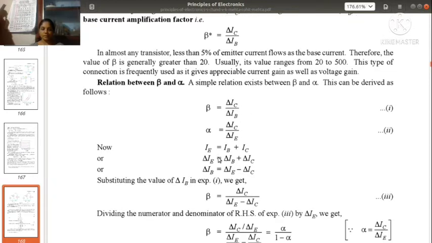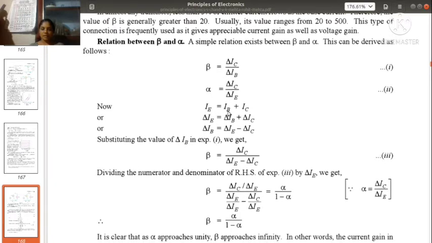Okay. Now in the transistor, the emitter current is the sum of base current and collector current. So we can write IE as IB plus IC. So we can represent the change in emitter current, delta IE, as delta IB plus delta IC. So delta IB is equal to delta IE minus delta IC. Now if we substitute the value of delta IB in this expression of beta, we get beta is equal to delta IC by, instead of delta IB, we can substitute delta IE minus delta IC. So we get beta like this.